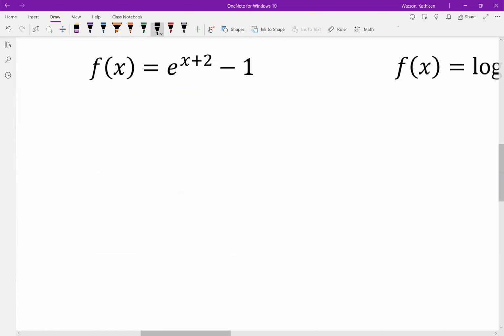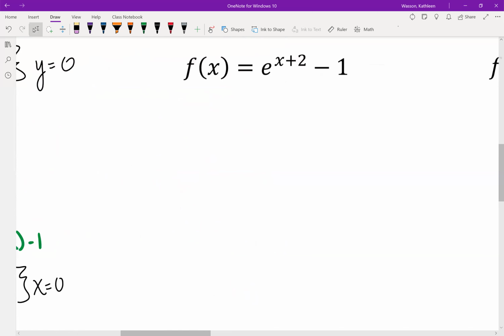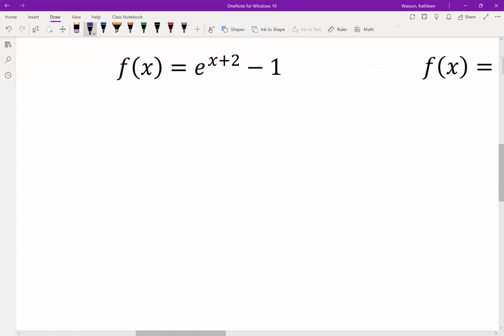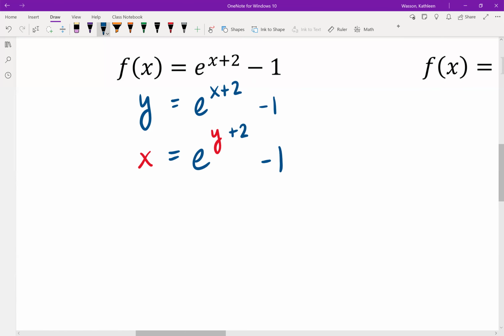Okay, almost through these. Okay, still exponential. We're doing inverse. We will write this as y equals e to the x plus 2 minus 1. X and y trade places, so I get x equals e to the y plus 2 minus 1, and solve for y.